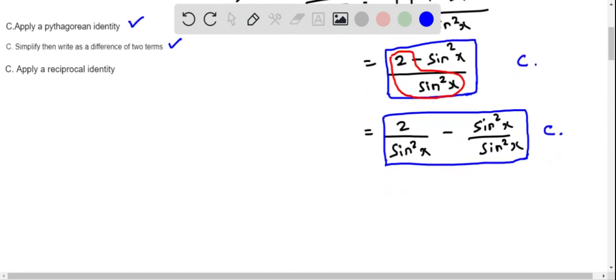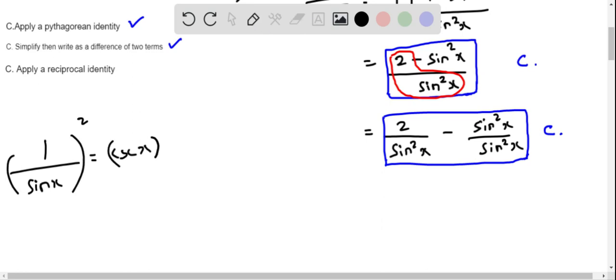Now let's continue. We will use the reciprocal identity, that is 1 over sine x equals cosecant x. So we can square this reciprocal identity on both sides. We square it up like this: the square of cosecant x, and 1 over sine x squared is 1 over sine squared x. And on this side we will have cosecant squared x.